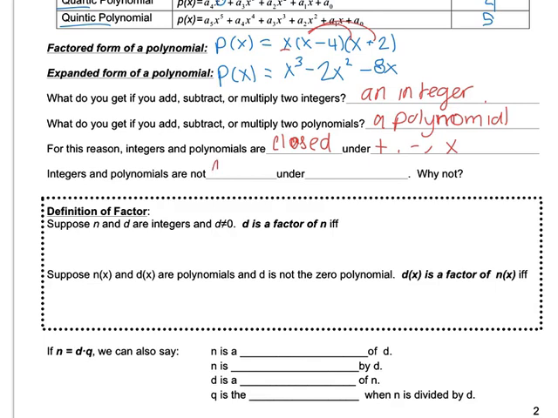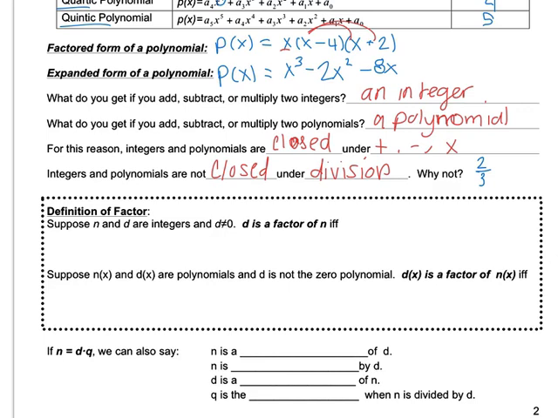However, they are not closed under division. Why not? Because just because I have two integers, for example, 2 is an integer and 3 is an integer, but when I divide them, 2/3 is not an integer.